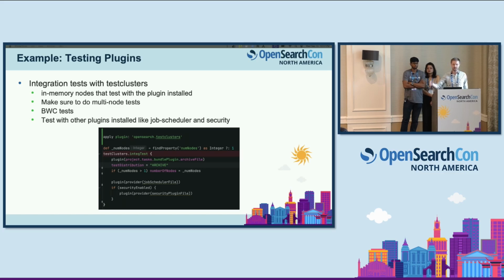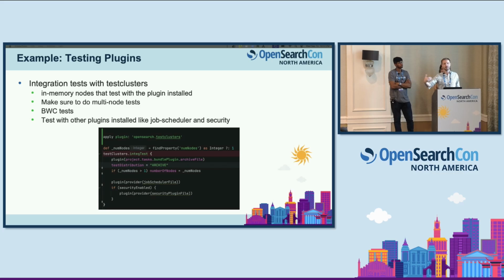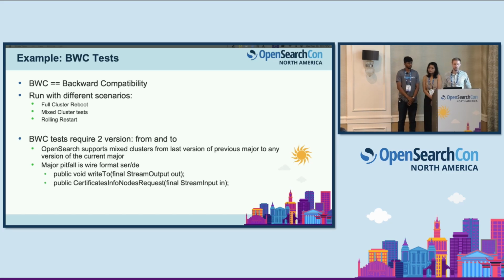And using test clusters, we were talking about extensible plugins. You can actually install those in test clusters too, so you can test with all of the dependencies that you need. And a snippet here, this is from the index state management plugin, which does have a dependency on job scheduler, and you can see when it's setting up integ tests that it gets installed. So BWC, shorthand for backward compatibility.